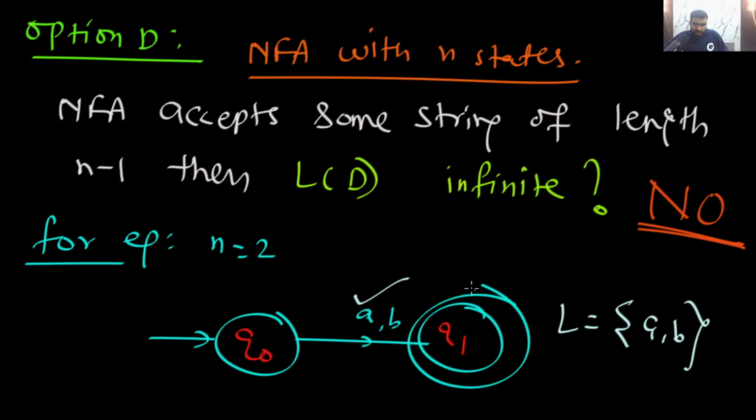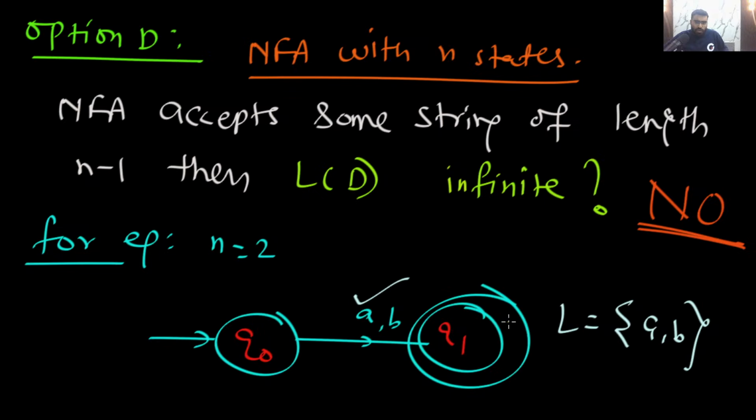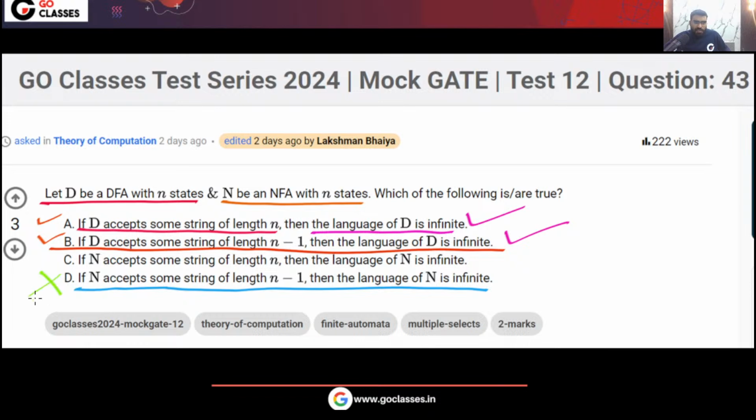But in the case of DFA, from this state, you must have a transition to some other state, or maybe from this state, you must have a transition to itself. Yes or no? So in the case of DFA, every state must have a transition on every input symbol. But in the case of NFA, you can have dead transitions. Okay, is this clear?